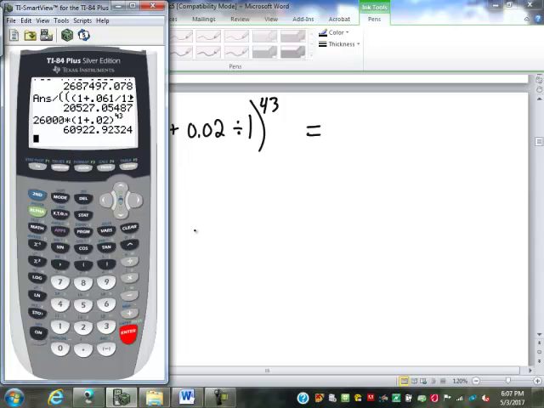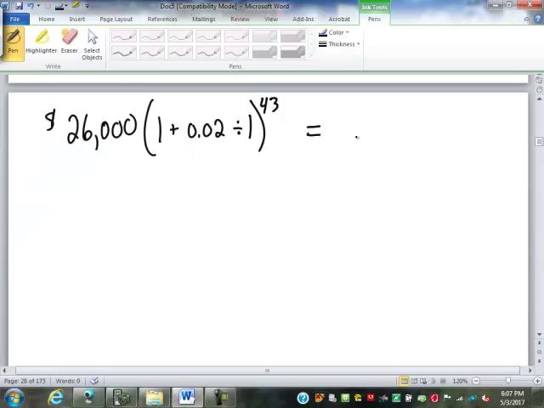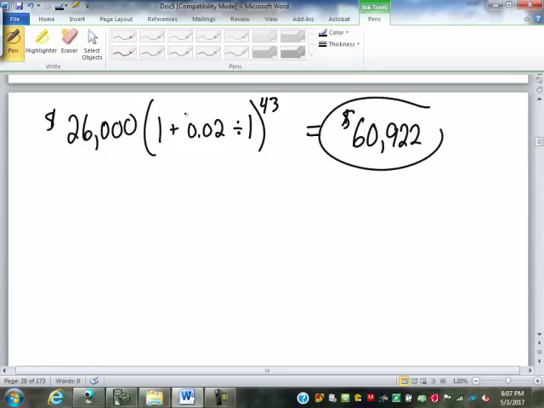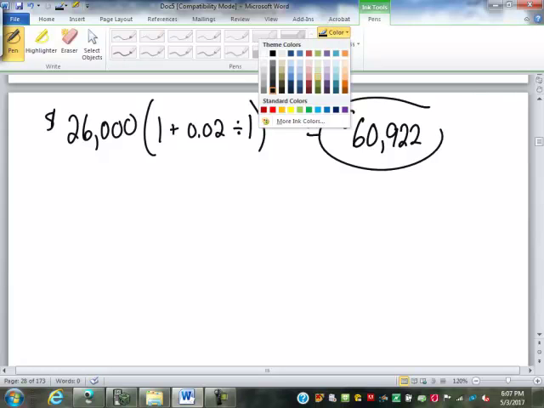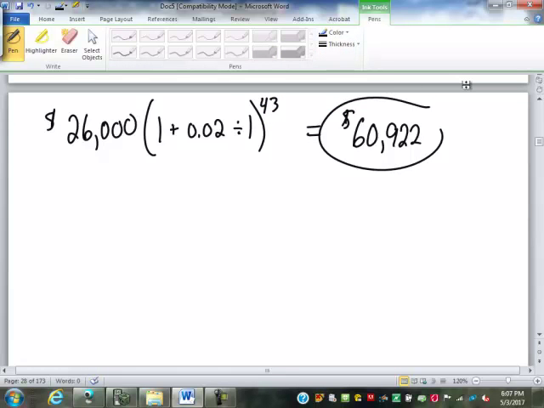So that 26,000 a year now in 43 years would be about 61,000. 60,922. Now 2% inflation is quite high. There have been times, I shouldn't say it's quite high, because in the late 70s inflation was pushing 10 or 11% per year. That wasn't good. Right now inflation is running about 0.7 or 0.8% a year.